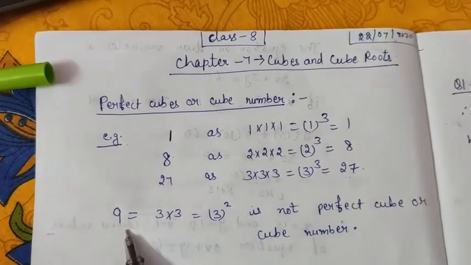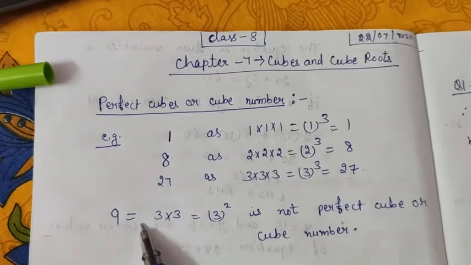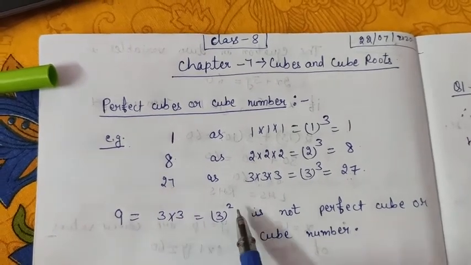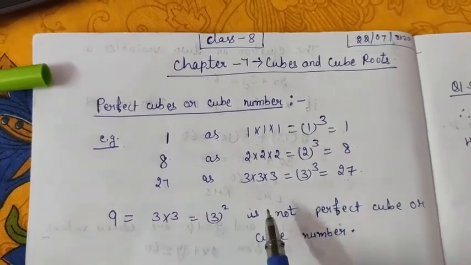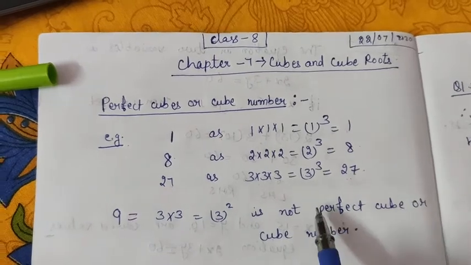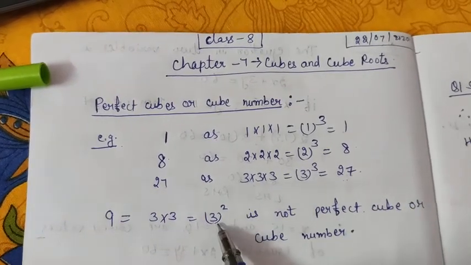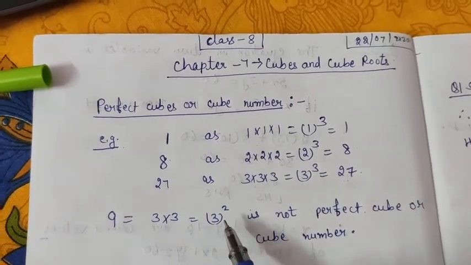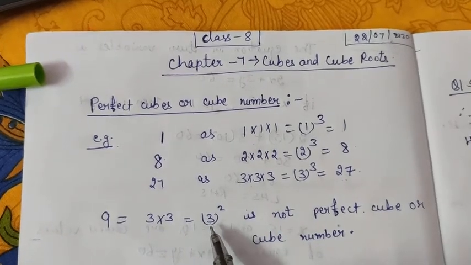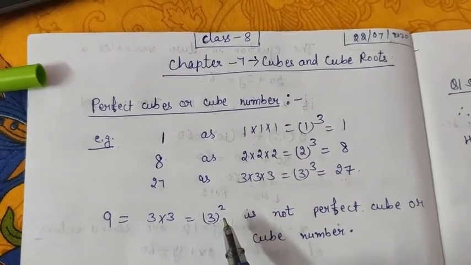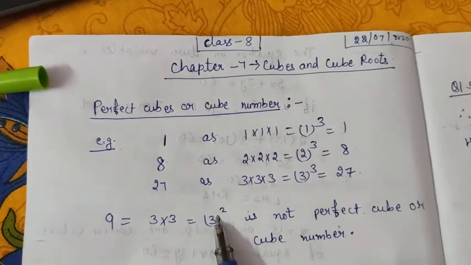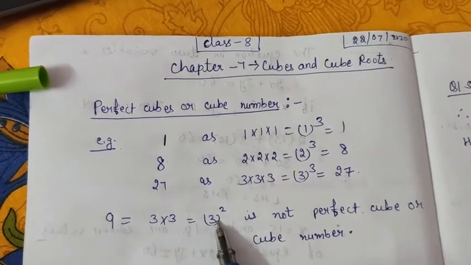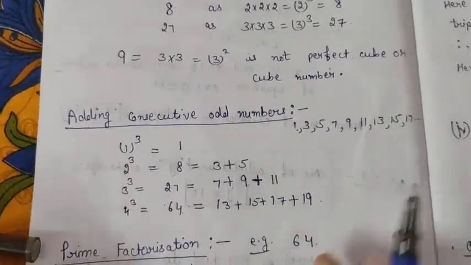Now, here is another example, number 9. 9 can be written as 3 into 3 or 3 square. It is not a perfect cube because in a perfect cube, 3 same numbers are multiplied with each other. So it is not a perfect cube. 9 is a perfect square, but it is not a perfect cube.